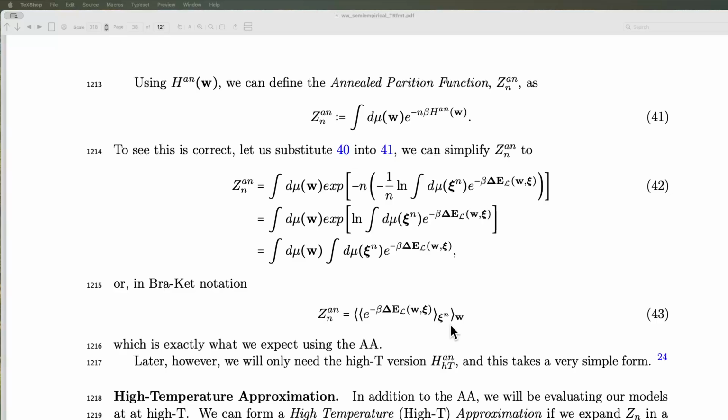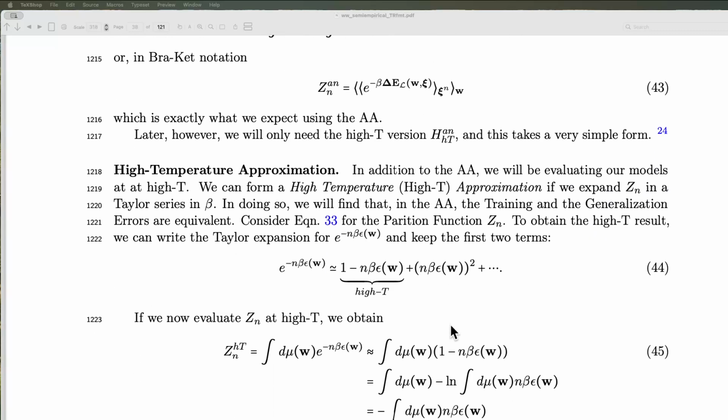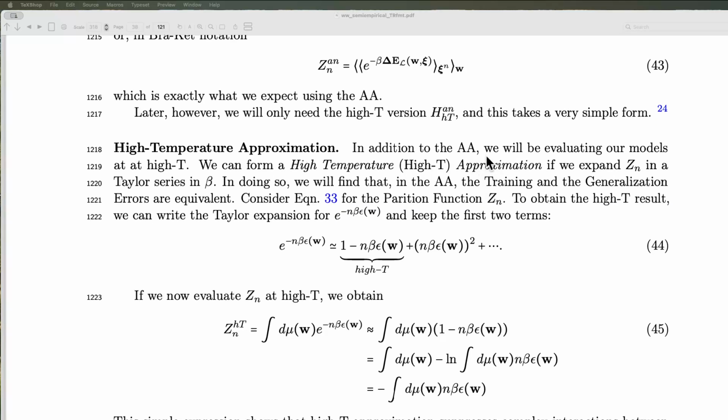Then we have this idea of the high temperature approximation. So in addition to the annealed approximation, we'll be evaluating our models at a high temperature. We can form a high temperature approximation if we expand Z_AN in a Taylor series around beta.